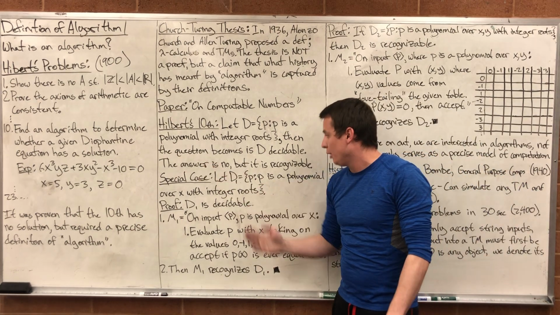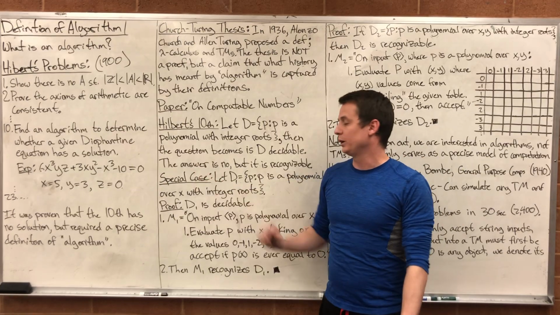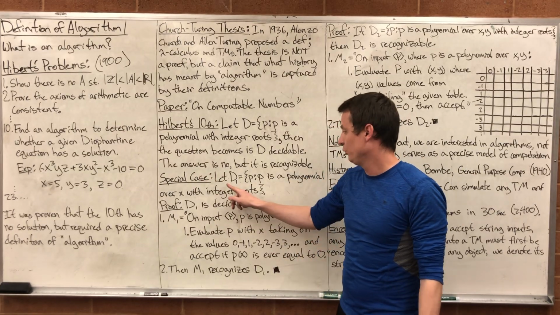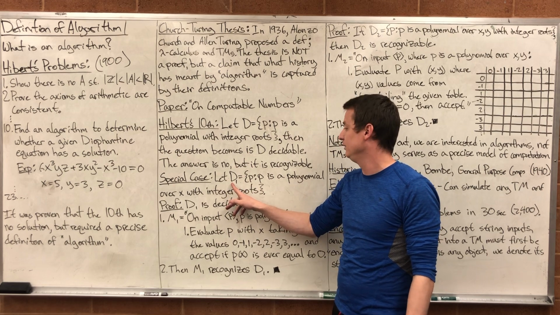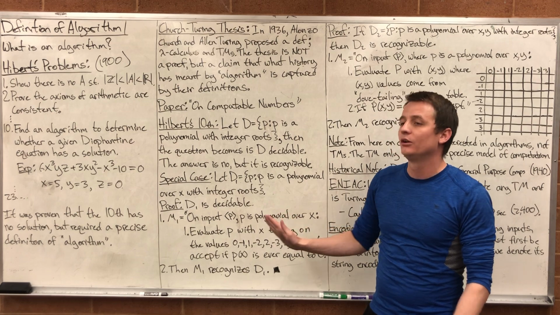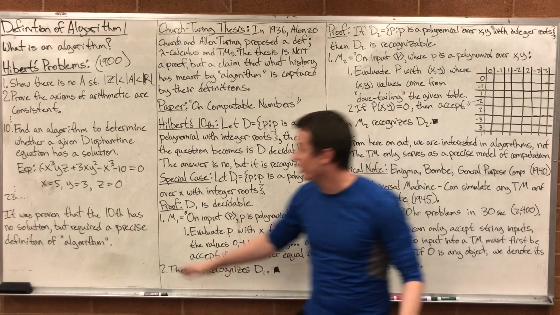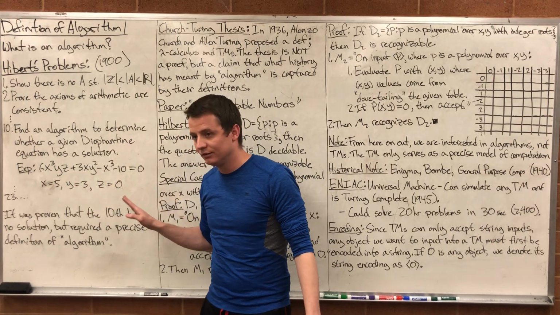And the answer is no, it's not decidable, but yes, it is recognizable. We'll do the recognizable part first. We're going to do a special case. We're going to start with D1, D sub 1. What's D sub 1 going to be? It's going to be all the Diophantine equations where we only use one variable, called x. So you're not allowed to use y's and z's, just x's.